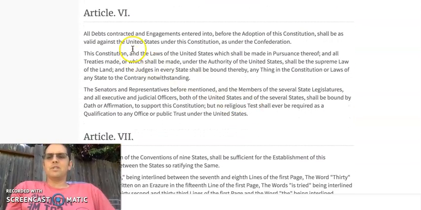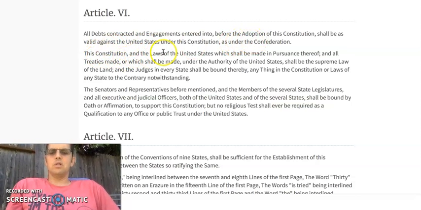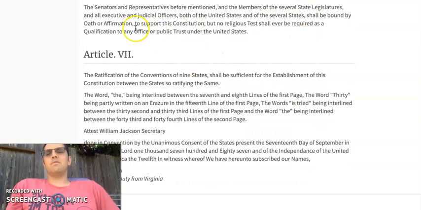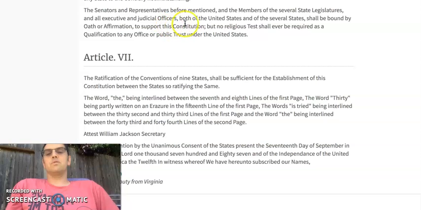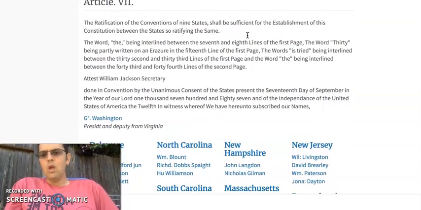Article 6. All debts contracted and engagements entered into before the adoption of this Constitution shall be as valid against the United States under this Constitution as under the Confederation. This Constitution and the laws of the United States which shall be made in pursuance thereof, and all treaties made or which shall be made under the authority of the United States, shall be the supreme law of the land, and the judges in every state shall be bound thereby, anything in the Constitution or laws of any state to the contrary notwithstanding. The senators and representatives before mentioned, and the members of the several state legislatures, and all executive and judicial officers, both of the United States and the several states, shall be bound by oath or affirmation to support this Constitution, but no religious test shall ever be required as a qualification to any office or public trust under the United States.